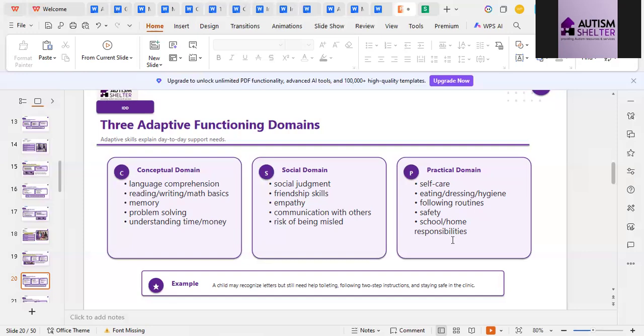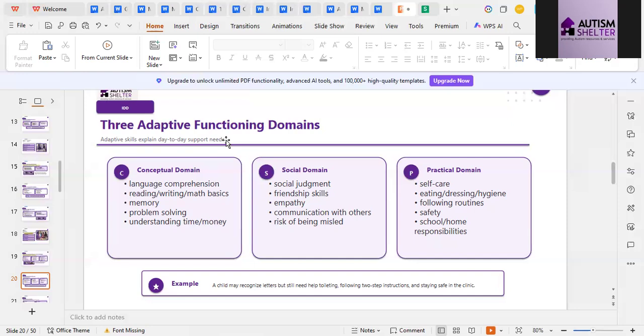And then there is a line written here: adaptive skills explain day-to-day support needs. Day-to-day matters a lot. Can you imagine somebody who has no memory, who cannot resolve any problem, who doesn't understand time, day, night, evening, who doesn't understand anything? Do you think his or her day-to-day life will be okay? Not at all.